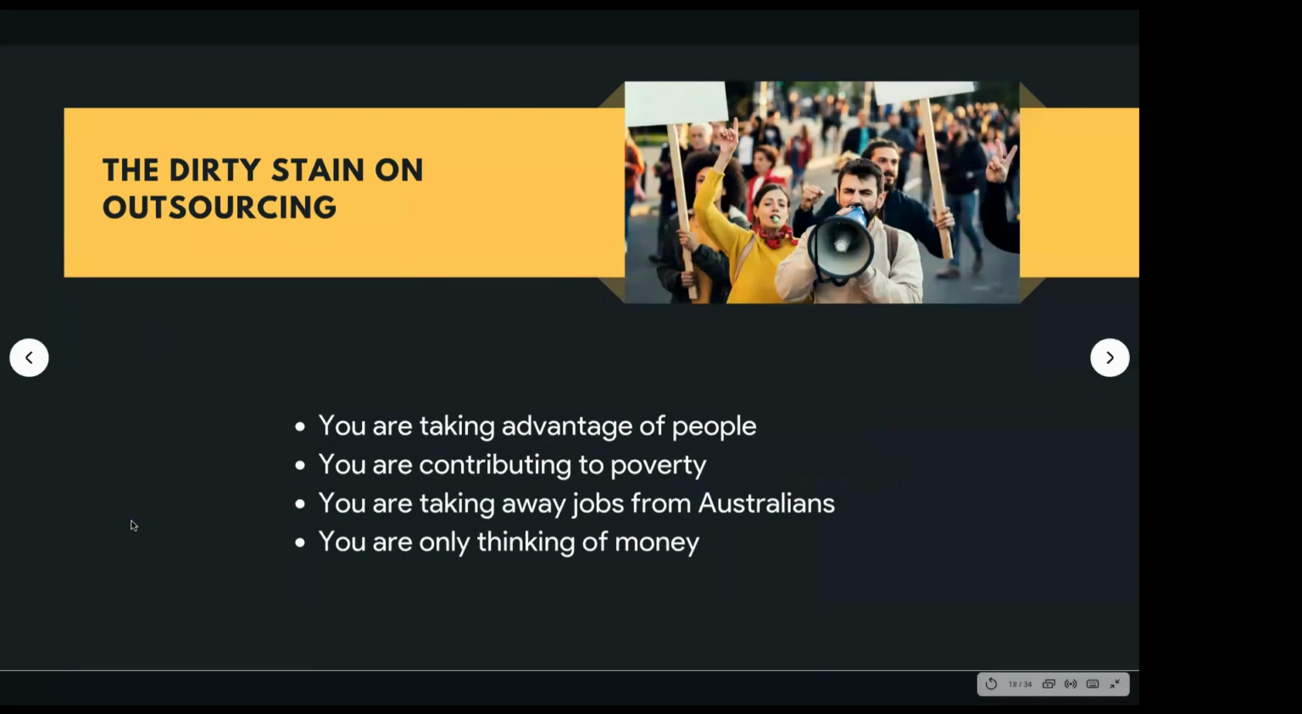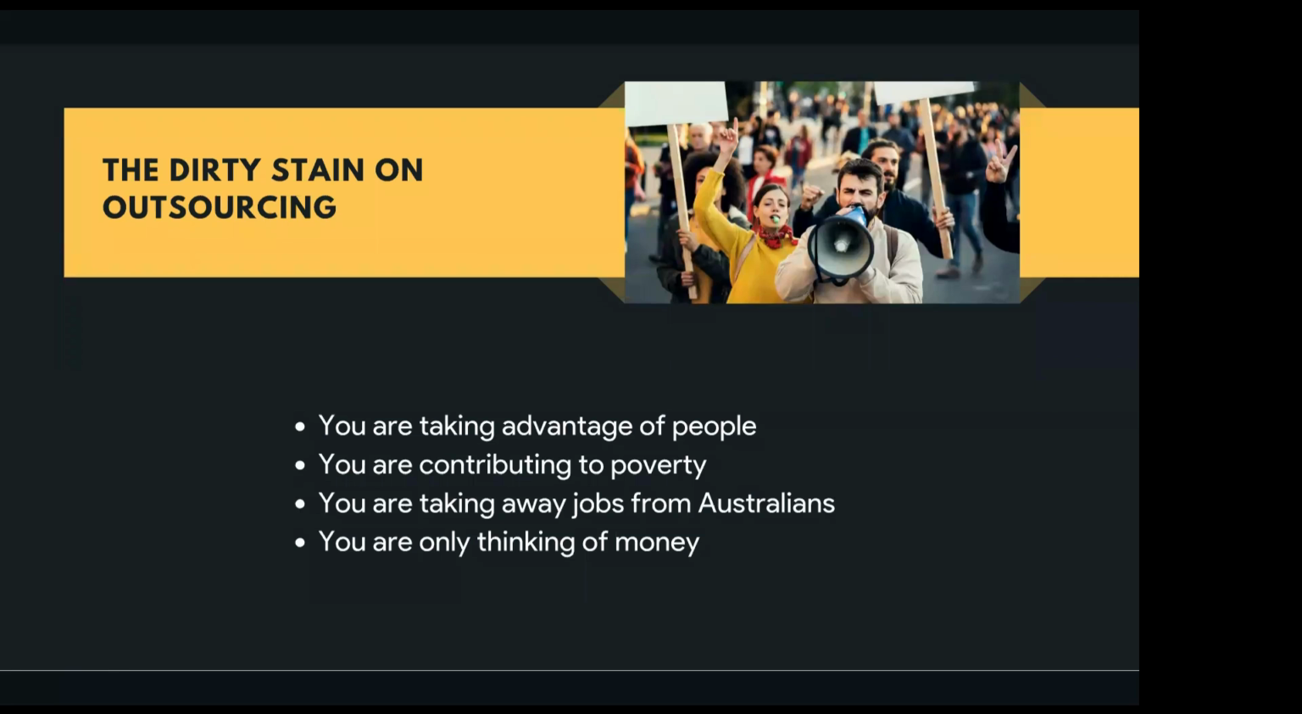Now, when it comes to outsourcing, there's a bit of a dirty stain that goes on. There's often the accusation that we are somehow taking advantage of people, contributing to their poverty, contributing to inequality in the world, that we're taking jobs away from Australians, but we're maybe only ever thinking of the money and not thinking about the impact on people. I kind of refer back to, and this seems like a really hardcore business-minded thing to say, I do have an ethic that I do not like to rip people off.